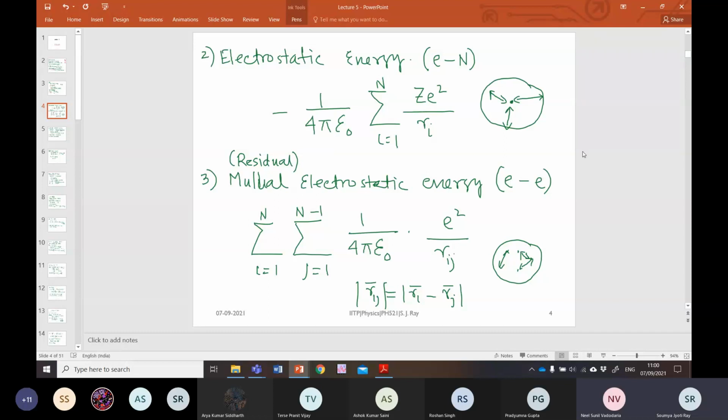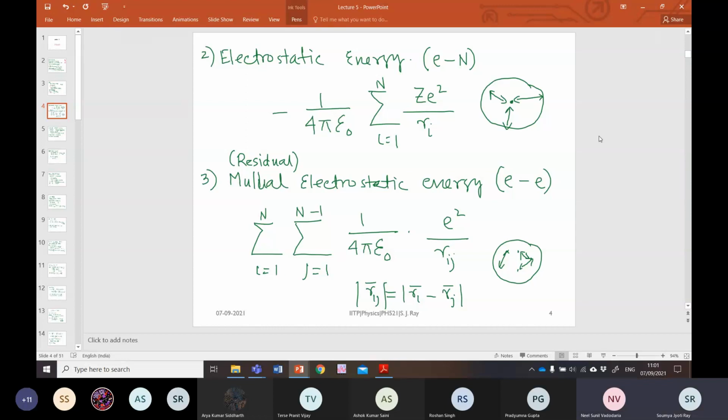Yes, sir. So in the second case, we are considering interaction of the nucleus with individual electrons. So the number of terms would depend on the number of electrons, so we have summation over the number of electrons. But in the third case, we are considering energy between the two electrons, repulsions. If there are n electrons, then for one electron there are n minus 1 possible interaction terms with other electrons. So we need one index for the electron under consideration and another index for the electrons with which it is going to interact.